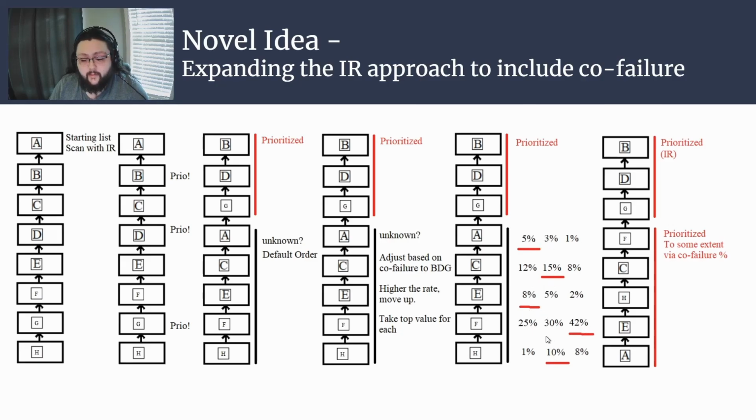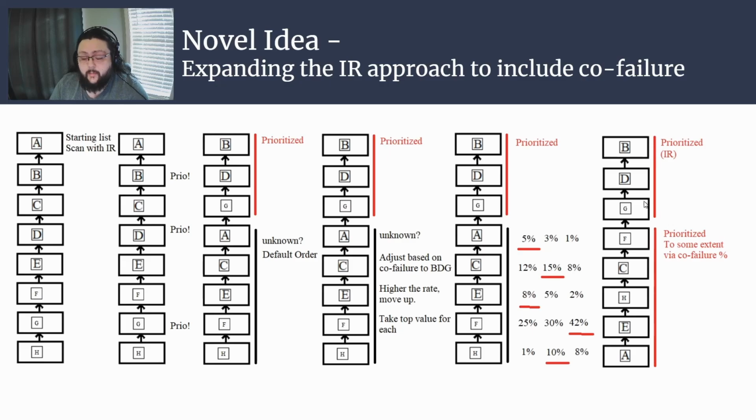So for example, you find here that this one has a 42% chance to fail whenever G fails. You would take the highest number in each of these rows for each test and then reorder it. So here we see 42 is the highest of all of the top percents, and that connects to F. So F would be the top of this previously unordered section. You keep filing it that way until you have a descending order of co-failure.